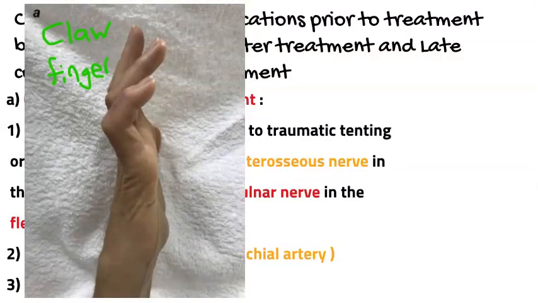This figure shows the complication that may arise. Presence of claw fingers of the middle, ring and little finger.